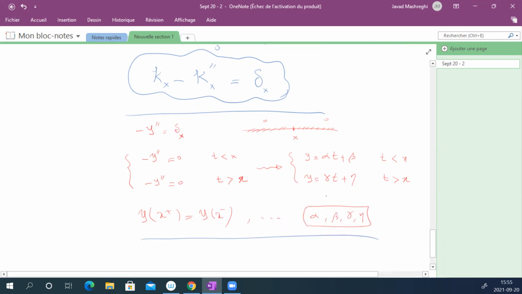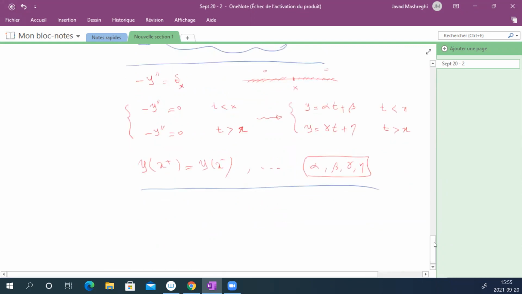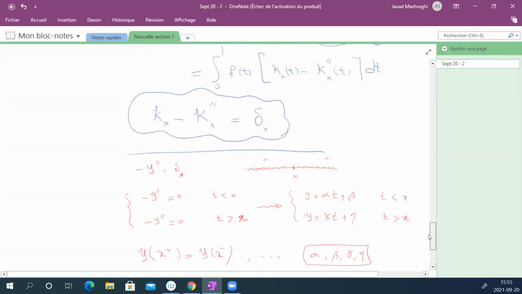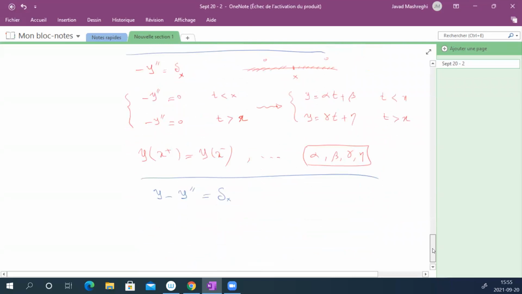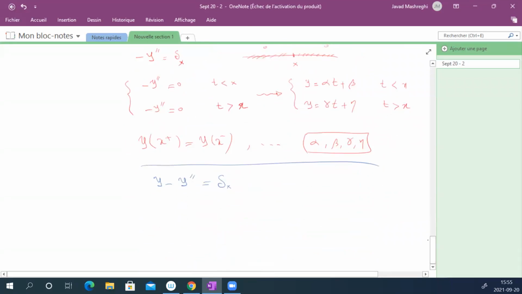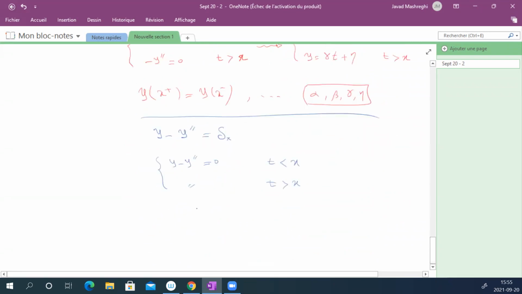So why not doing the same here? We have y minus y double prime equal to delta x. We want to solve this equation. Instead of kx, I wrote y. So what we have is indeed y minus y double prime is equal to 0 for t less than x, and the same thing for t bigger than x. So what I need to do is to find the solution of this equation first.